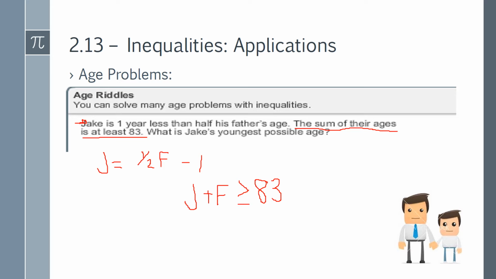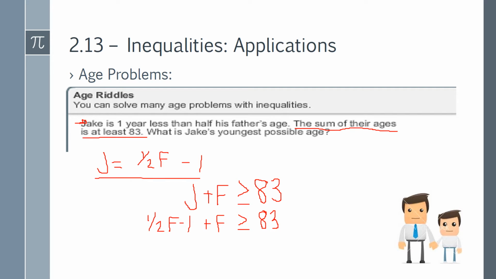Now, what is Jake's youngest possible age? I'm going to take this right here and plug it in for J. So in the place of J, I'm going to put 1/2 F minus 1. This is a property of substitution. I can substitute something as long as it is equal to.